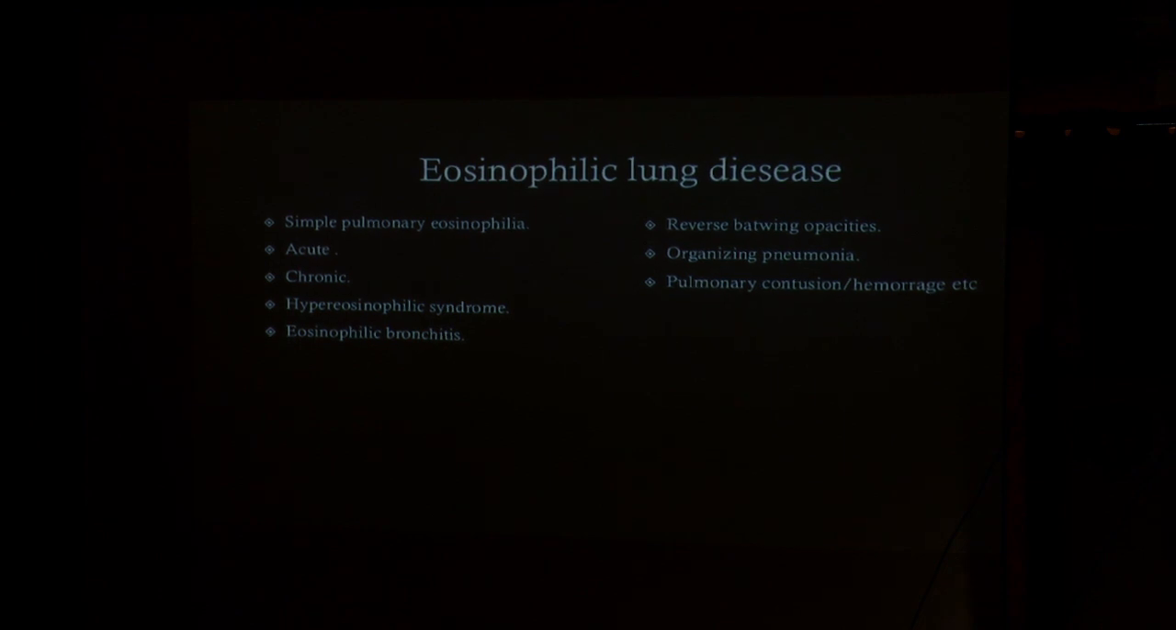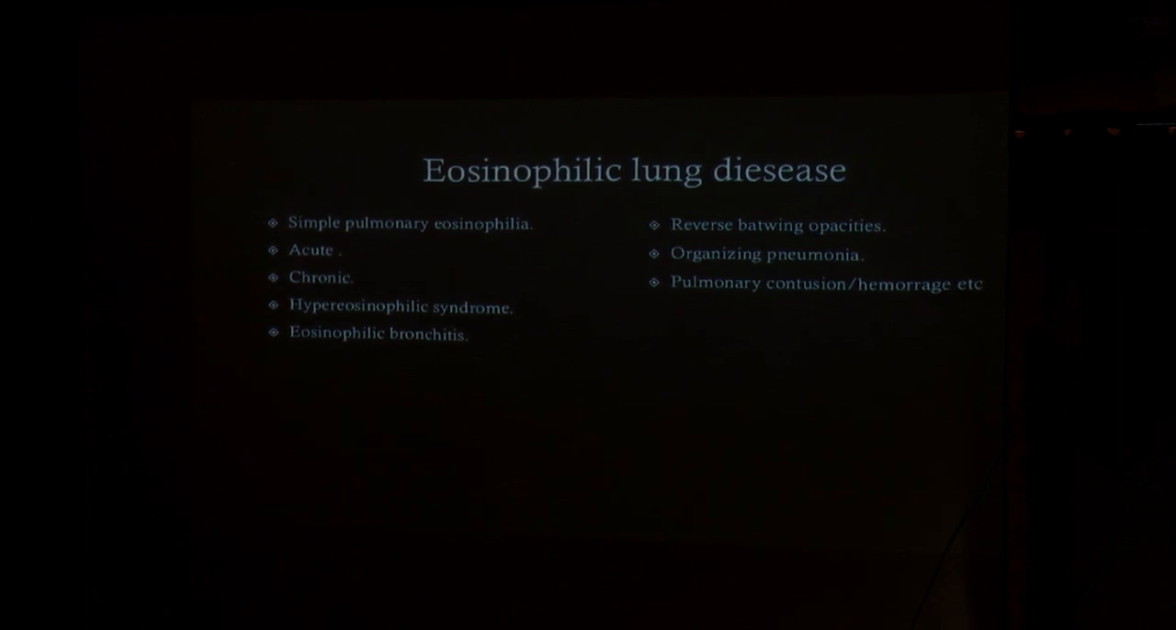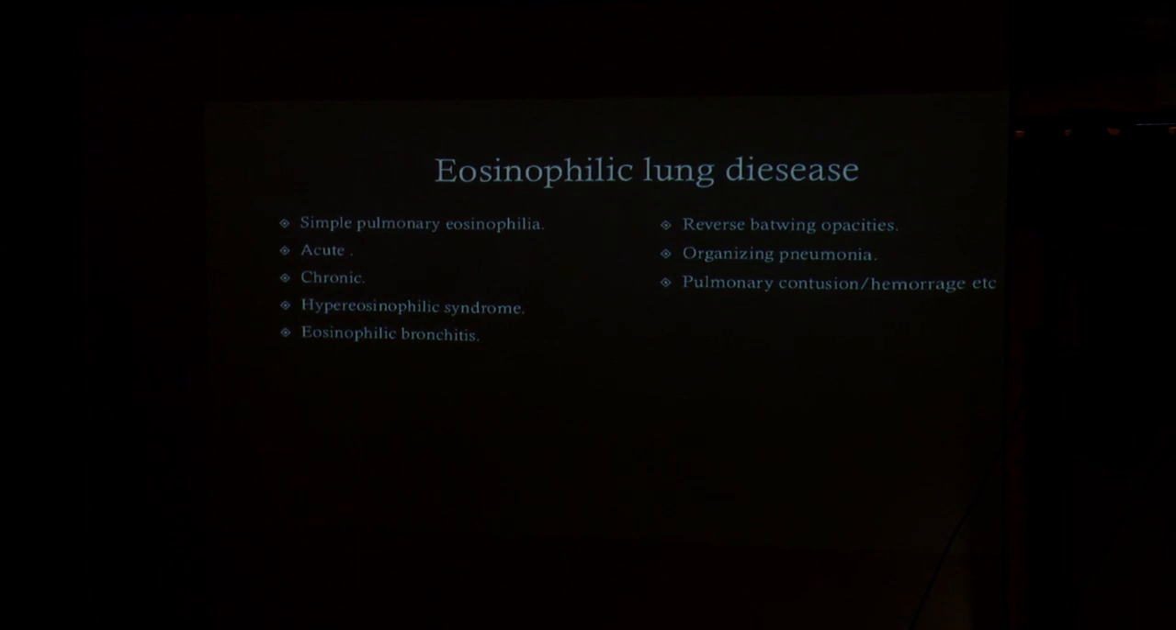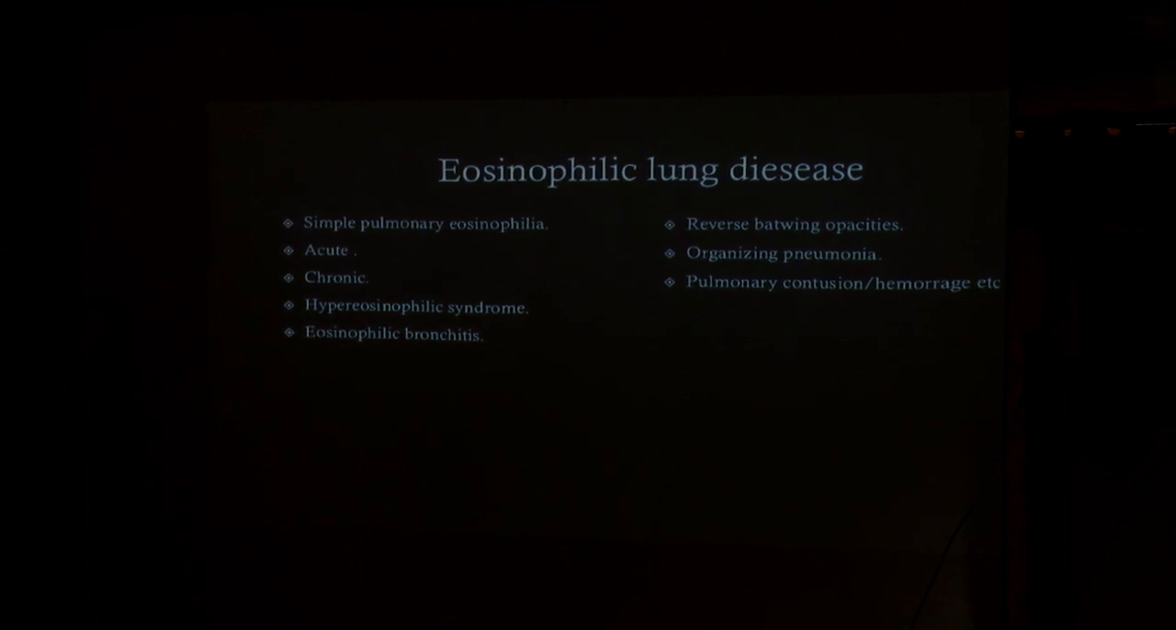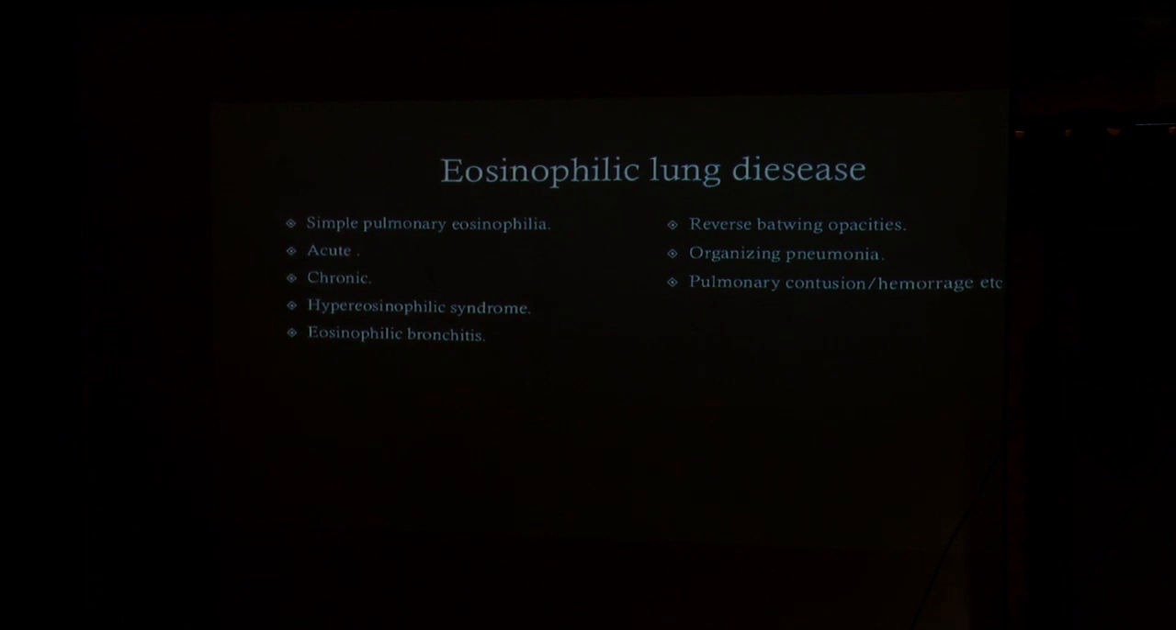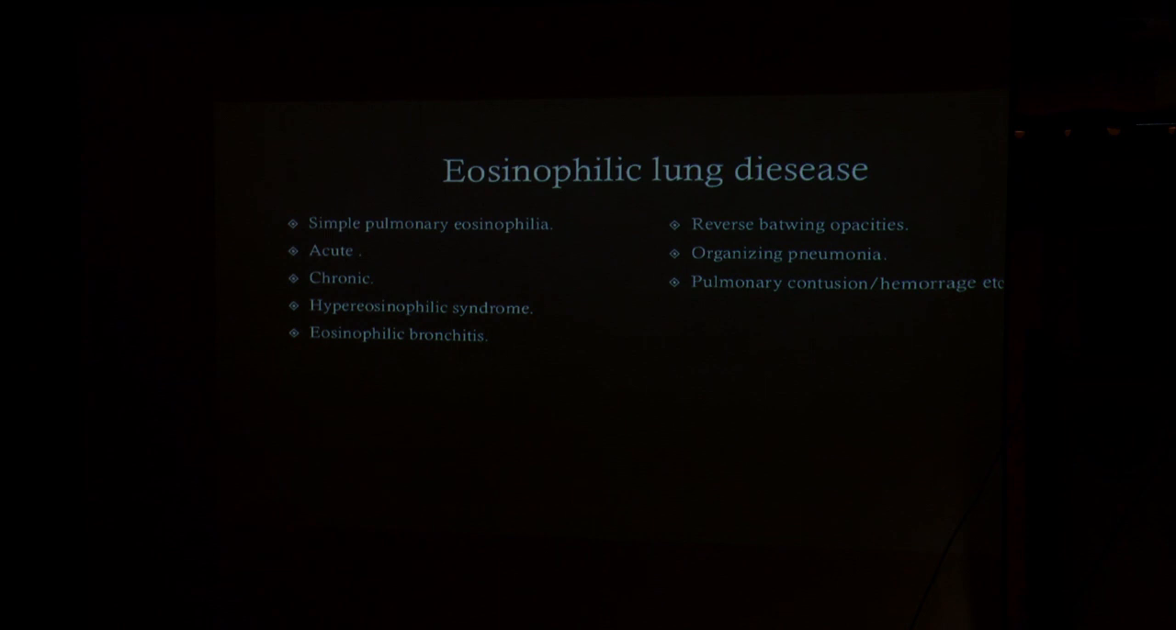And eosinophilic bronchitis is a rare phenomenon where we can see bronchial wall thickening and subtle nodules. And in chronic eosinophilic lung disease, there is upper lobe predominance with reverse bat wing appearance, where the subpleural lung is more affected. The DDs for reverse bat wing opacities are organizing pneumonia, pulmonary contusions, and hemorrhage.